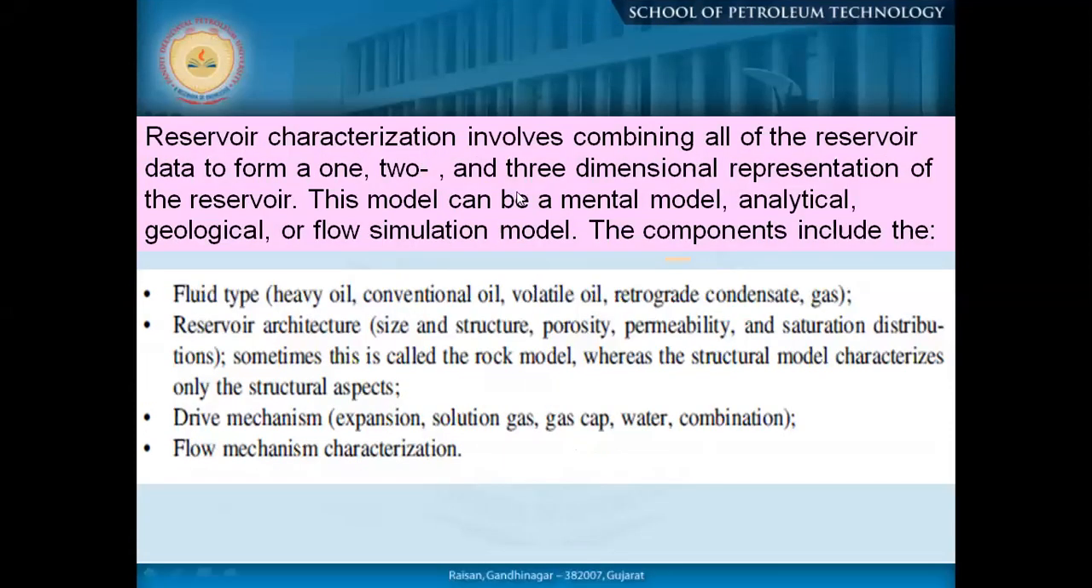Reservoir characterization involves combining all the reservoir data to form a 1, 2 and 3 dimensional representation of the reservoir. We always discussed the static modeling as well as dynamic modeling. That means you require a lot of data to understand the specific reservoir dynamics, so that we could really understand the reservoir performance better. This model can be a mental model, that means it's our visualization with the help of data, or an analytical, geological or flow simulation model. With the help of all the parameters we try to visualize what our actual reservoir is, and what type of flow is occurring inside the reservoir.